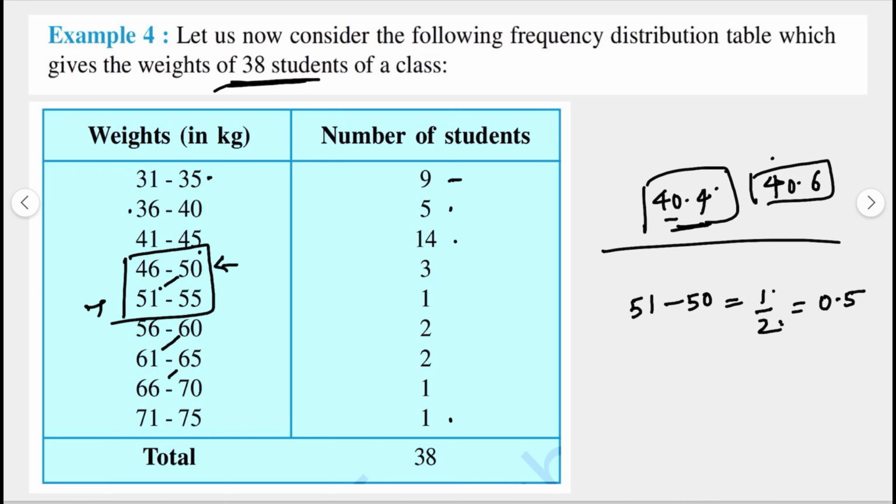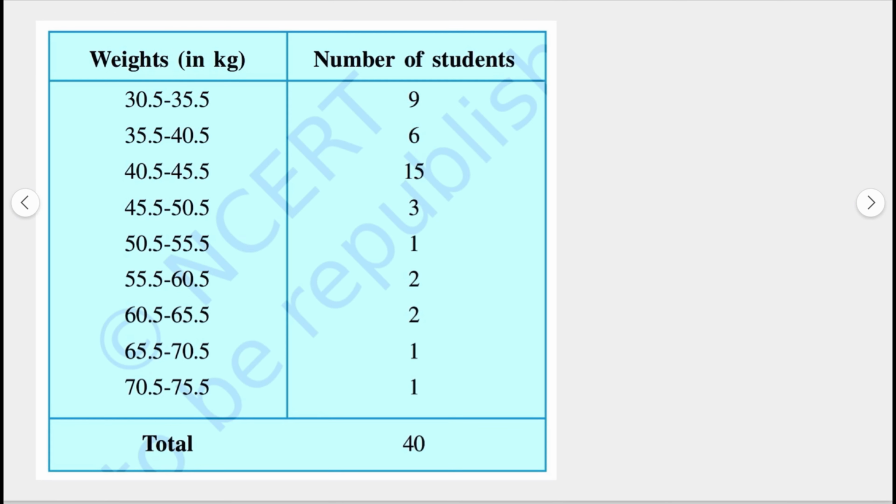Now what we are going to do is, we will add 0.5 to all the upper limits, and we'll subtract 0.5 from all the lower limits. That means if you add 0.5 here, this will become 35.5, and if we subtract 0.5 here, this will become 30.5. Similarly, we'll add 0.5 here, so this will become 40.5, and this will become 35.5. In doing so you'll get a table like this: 30.5 to 35.5, 35.5 to 40.5, 40.5 to 45.5, and so on.